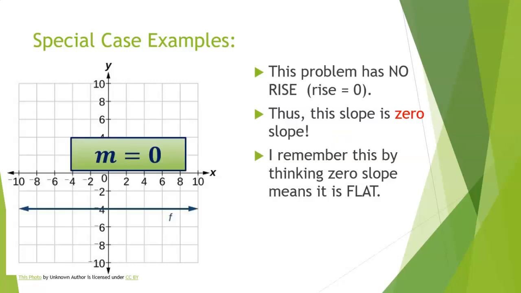The way I would write that is m, which represents slope, equals 0. So my slope would be 0. Any horizontal line, no matter where it is on the graph, if it is horizontal, the slope is 0. So it doesn't take much thinking, as long as you know the special case: horizontal line, slope is 0.